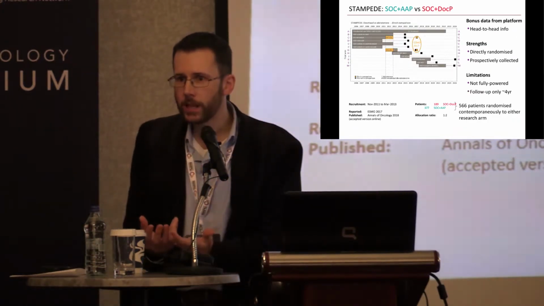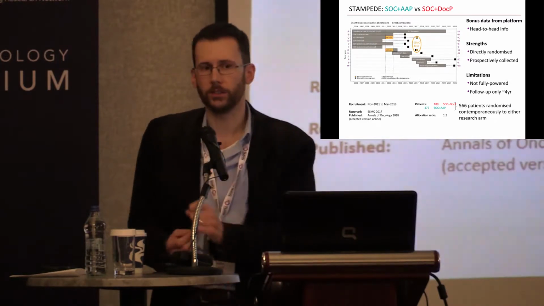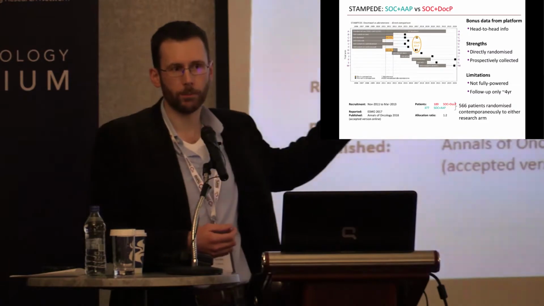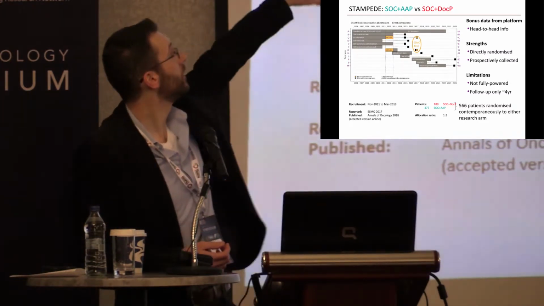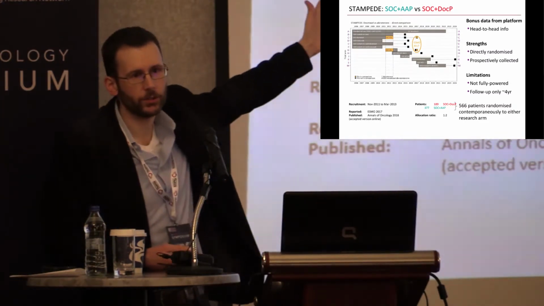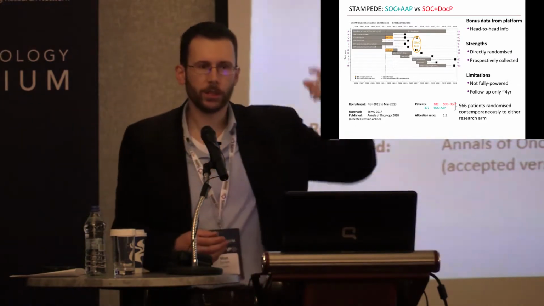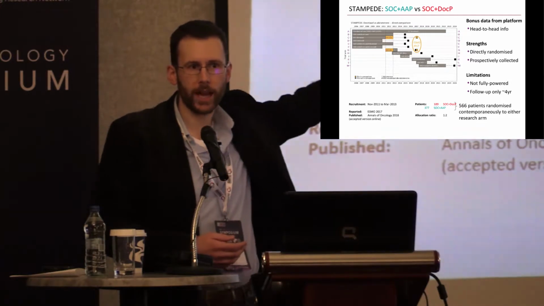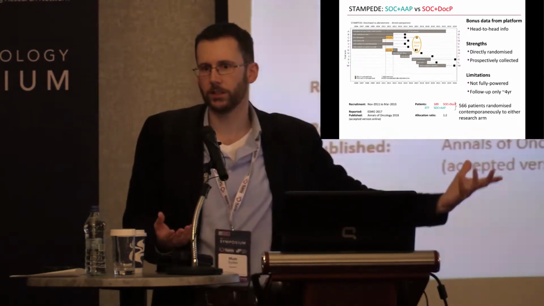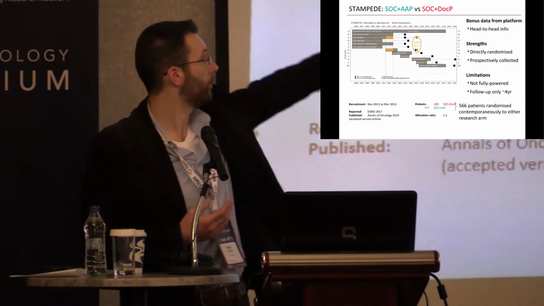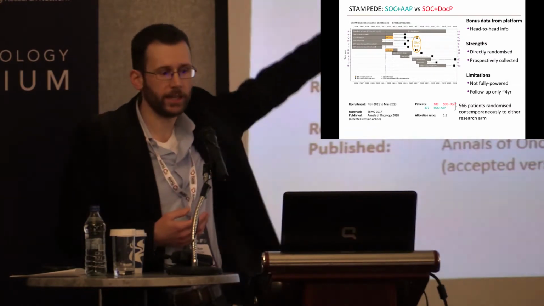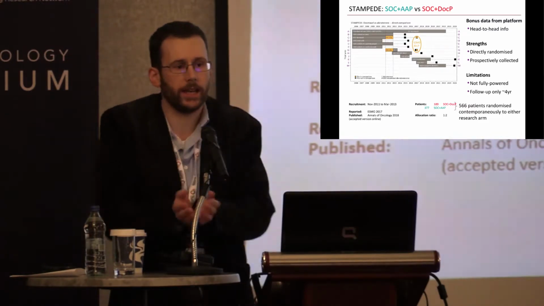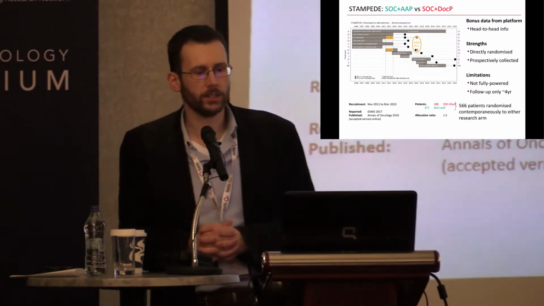Now, the platform nature of the protocol helps us a little with this. We didn't plan for this. We didn't power for this. This is a bonus comparison from STAMPEDE. There's a little spell here, and I'm conscious these yellows don't show up as well as they do here. But you'll see there's a little spell where the abiraterone arm and the docetaxel arm overlapped. It's 566 patients in there. The allocation ratio is about 2 to 1 because it reflects the underpinning allocation ratio. But it's directly randomized data. It's the only head-to-head data comparing these treatments.